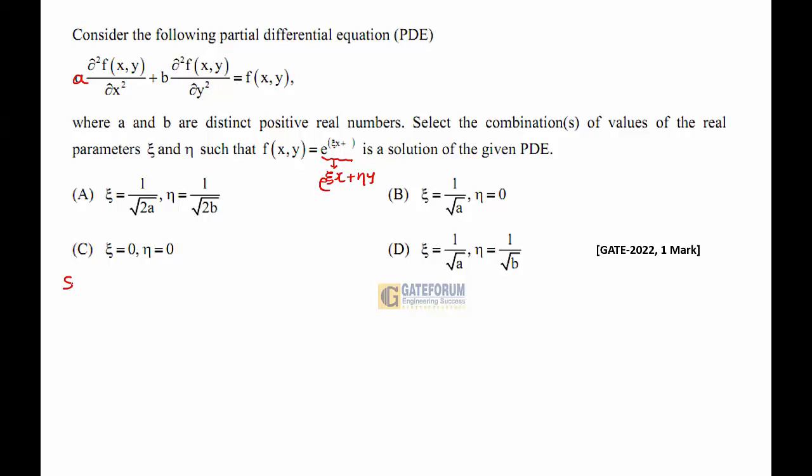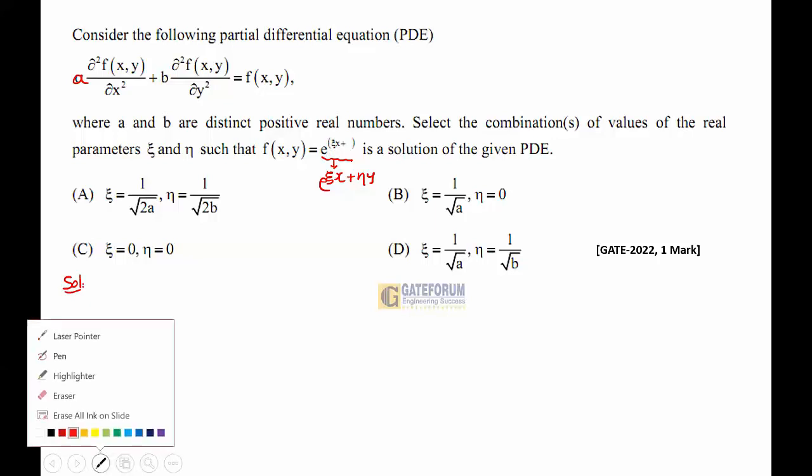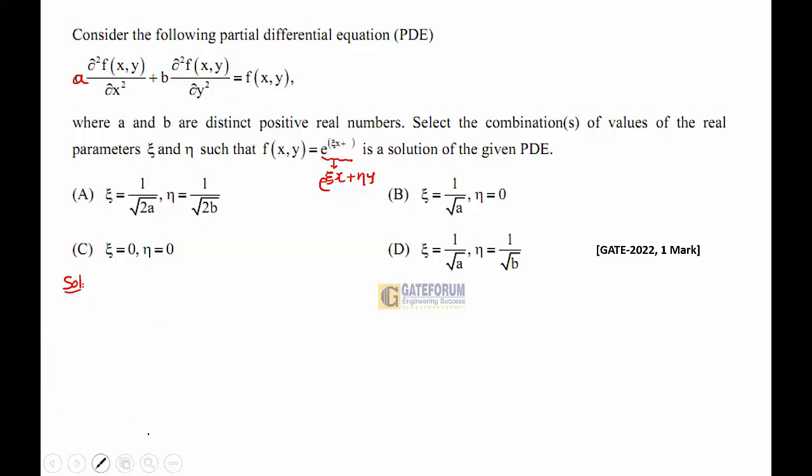So solution. For the given function f of x comma y, find the partial derivatives with respect to x and y up to second order. Then substitute in the given PDE. You will be getting xi and eta values. If not, check with the given options.